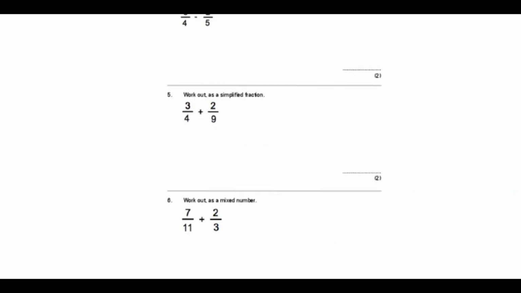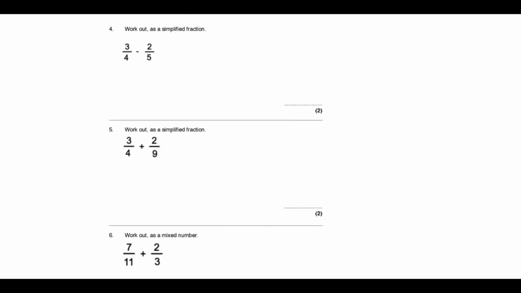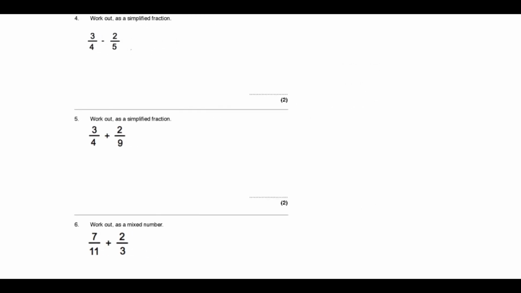Okay, so here is question number 4. Okay, wait a second here. All right, so 3/4 minus 2/5. So should I do it, or can you do it yourself? Okay, let's try. You can do this question yourself. I am going to solve question number 6 for you. So it's 7/11 minus 2/3.